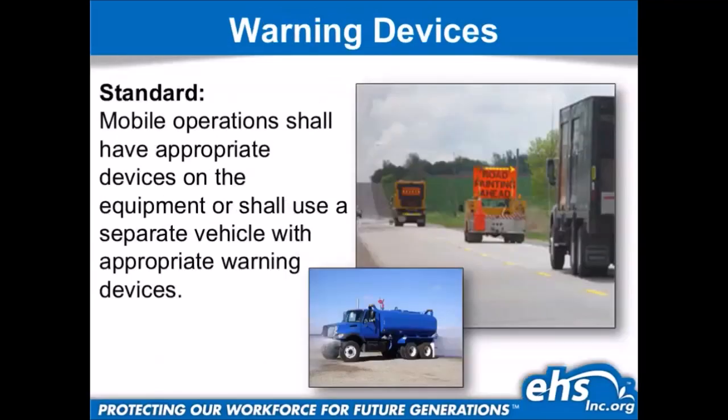Mobile operations. Mobile operations shall have appropriate devices on the equipment or shall use a separate vehicle with the appropriate warning devices. So basically your striping machines or the patching trucks that you're using have to have those lights to have people go around your truck or know to stay back, right? And if your vehicles don't have the appropriate lighting, they have to have a shadow vehicle following the one doing the mobile work, right? So the mobile vehicle has to have the lighting, or a shadow vehicle, a vehicle that's trailing it, has to have the appropriate lighting.